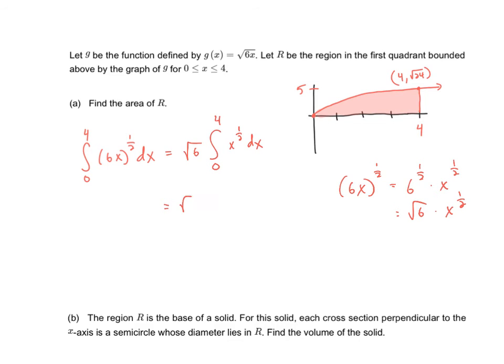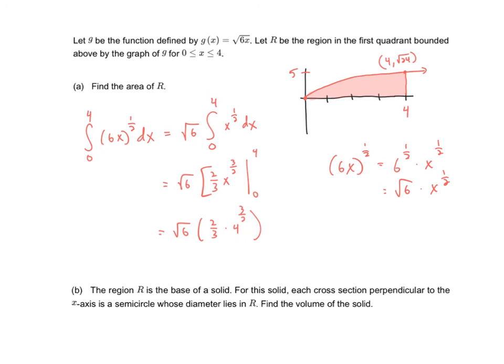Now this will just be square root of 6 times the integral. We'll get an x^(3/2), but if we took the derivative of this, we'd have to cancel out the 3/2, so that's 2/3. And then evaluate that from 0 to 4. Plug in 4, you get 2/3 times 4^(3/2), minus 0, so that's really just that.